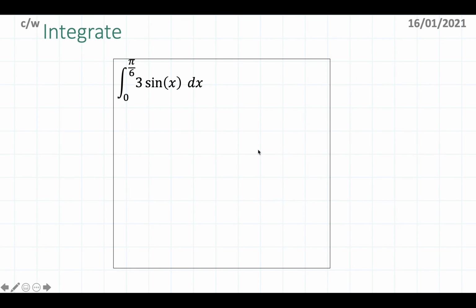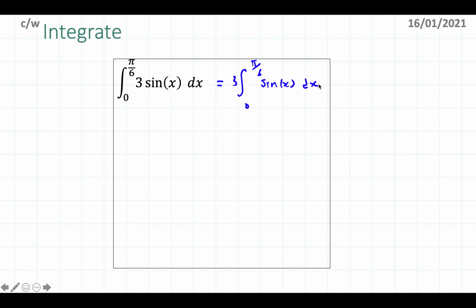If I have something as simple as this, take a few minutes to solve it on your own. It's a definite integral. The first thing you could do is take the 3 out and then integrate separately. If I take the 3 out, I'm going to end up with the integral from 0 to pi over 6, with 3 out, and all I'm left with is sine x dx.